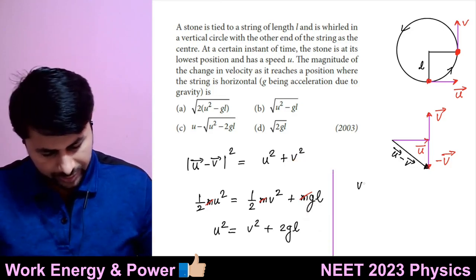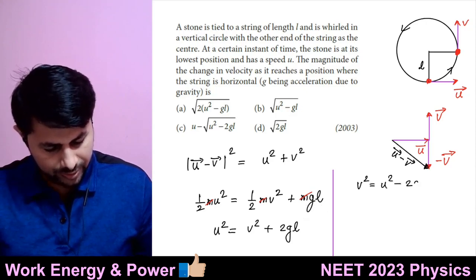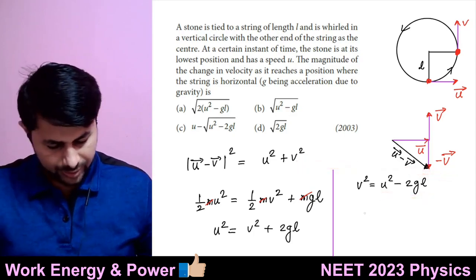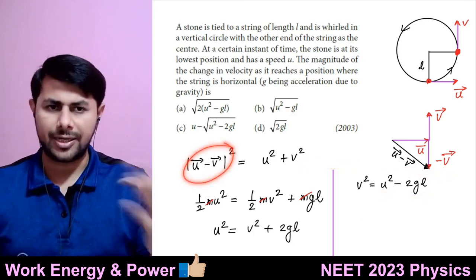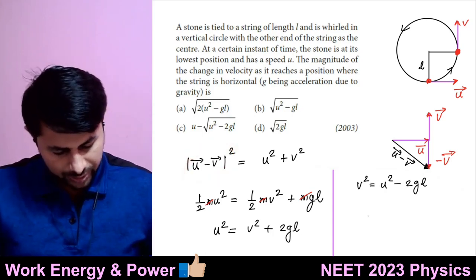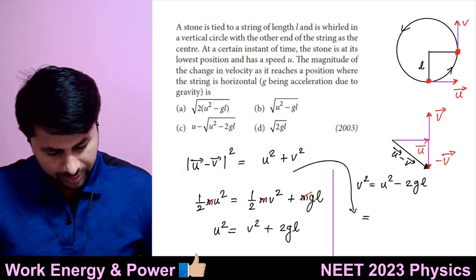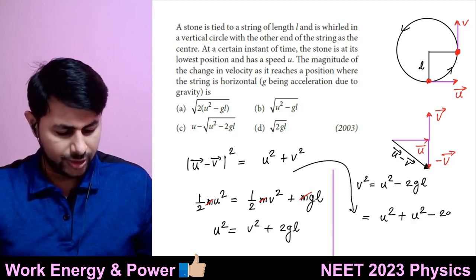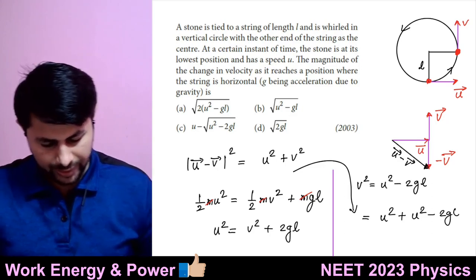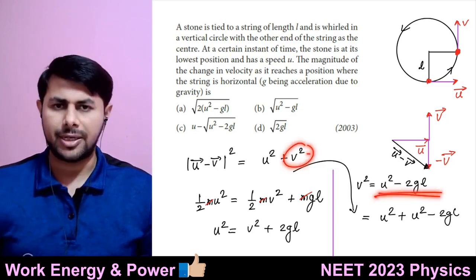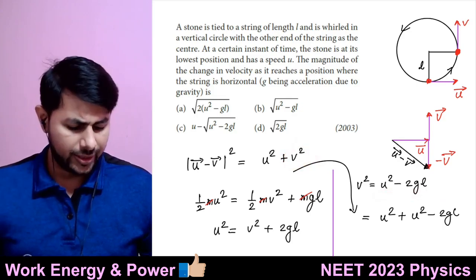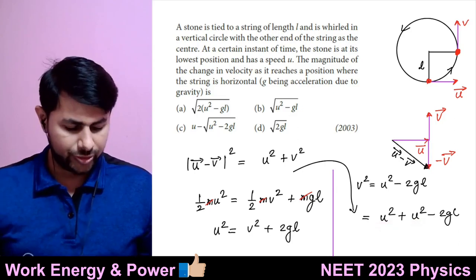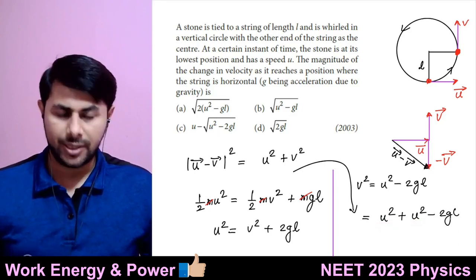So v square is u square minus 2gl. Let's put that here. Whatever is the change in magnitude square is equal to u square plus u square minus 2gl. So I have substituted u square minus 2gl in place of v square. Then u square plus u square will give you 2u square, so 2u square minus 2gl.